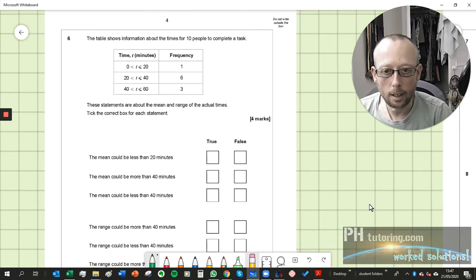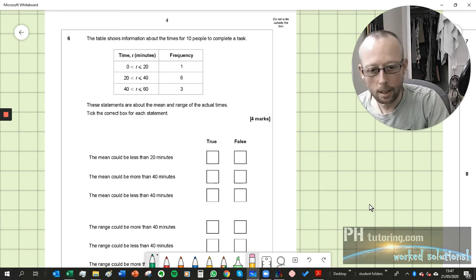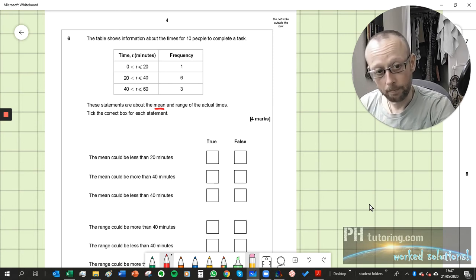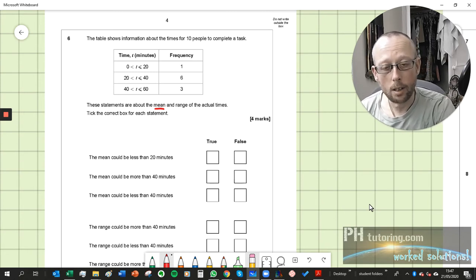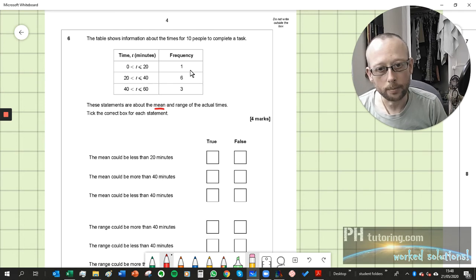These statements are about the mean and range of the actual times. So we also need to know, what does mean mean? Mean means the average. Well, it's one type of average, the most common type. What you do is add a bunch of numbers together and divide by how many there are. But the problem is, if we're trying to work out the mean of the times, we don't know what each individual time was. We don't know if that first one up here is 1 minute, 5 minutes, 10 minutes, whatever.